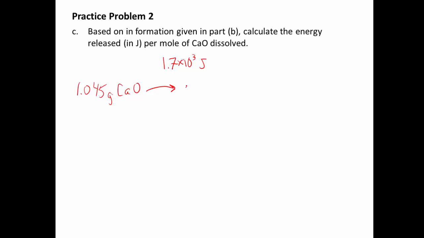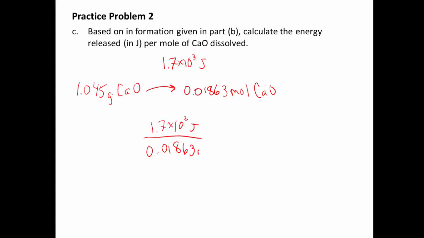Okay, so you should get 0.01863 moles. Notice we're keeping our 4 sig figs. And now we're simply going to divide our 1.7 times 10 to the third joules divided by our 0.01863 moles of calcium oxide. We're going to get units of joules per mole, which is 9.1 times 10 to the fourth joules per mole.